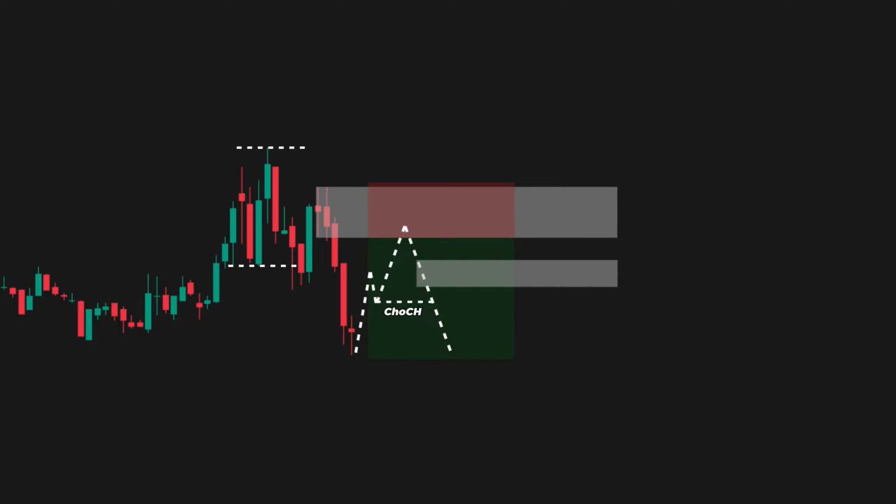Using entry model 1, we placed a sell limit order at the bearish order block with a stop loss above the zone and a 1 to 2 risk-reward target. For entry model 2, we waited for a confirmed structure shift, then placed a limit sell at the newly formed bearish order block with a stop loss just above it and the same risk-reward ratio as entry model 1.